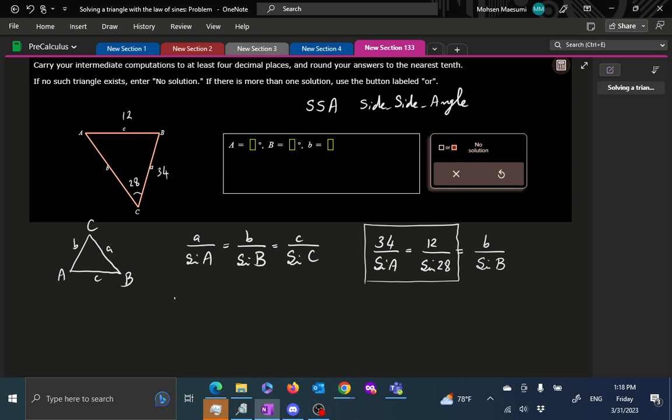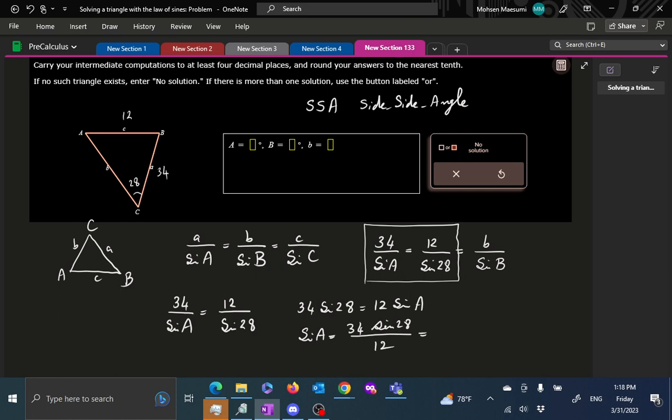So in the first part of this problem, we have sine of A over 34 is equal to sine of 28 over 12. So I cross multiply, so it becomes 34 sine of 28 is equal to 12 sine of A. So sine of A is 34 times sine of 28 over 12.